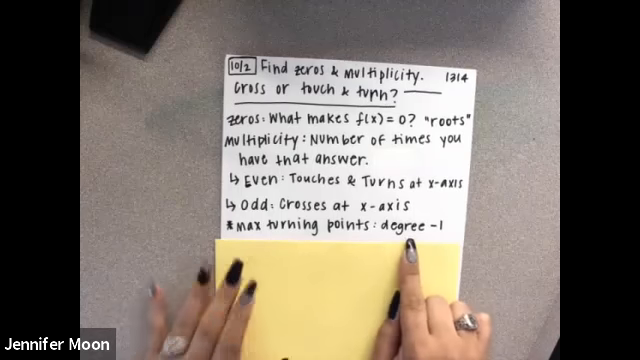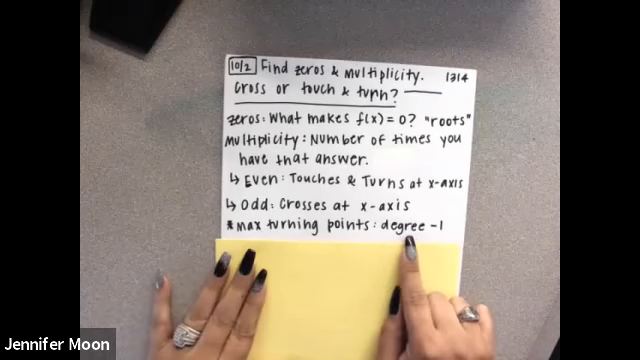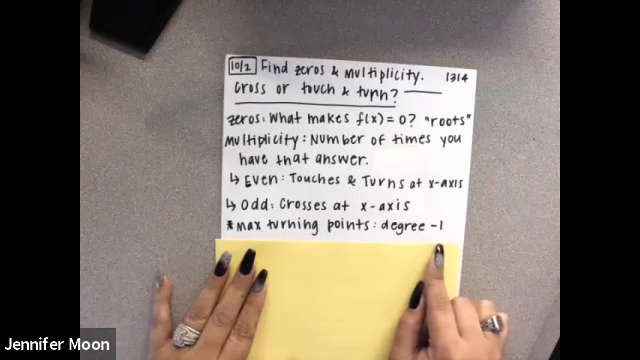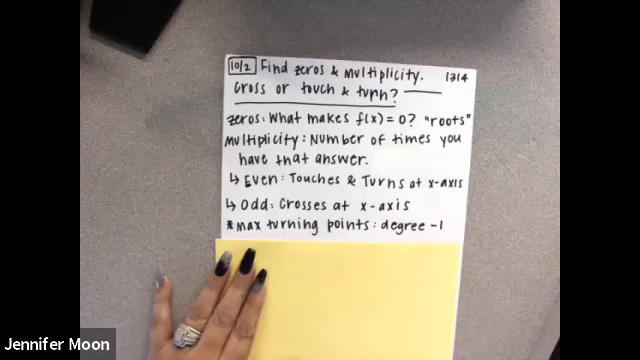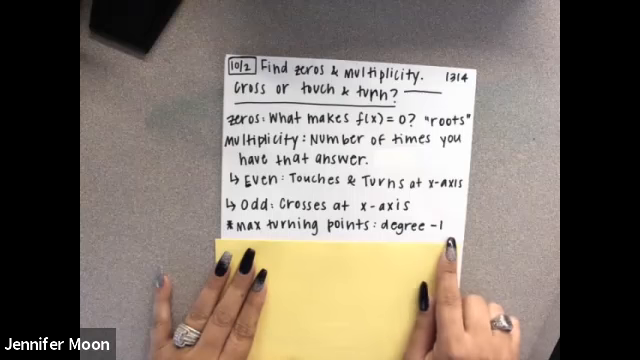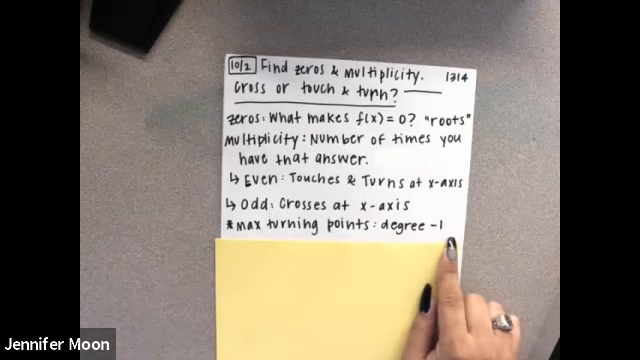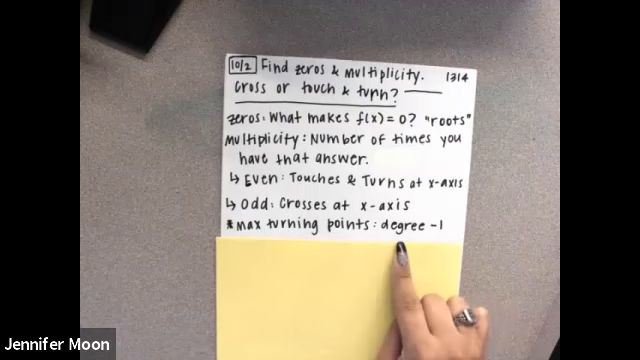I figure that out by taking my degree and I subtract 1 from it. This doesn't necessarily mean that whatever I find here is how many turning points there are, but this is the maximum that's allowed, okay?